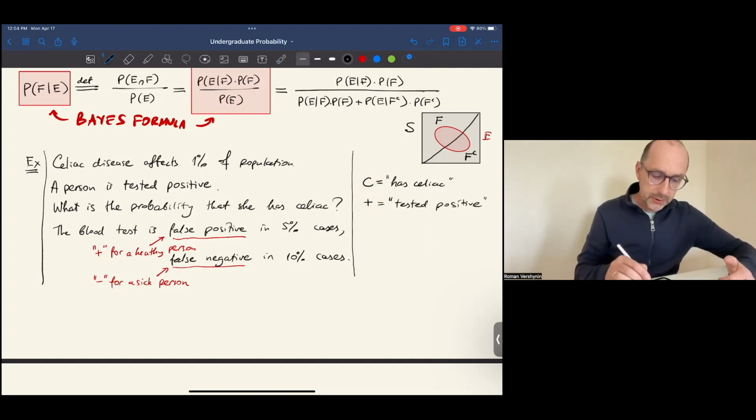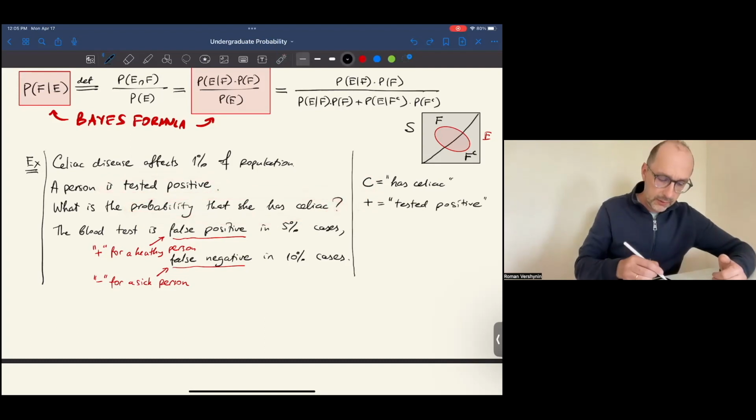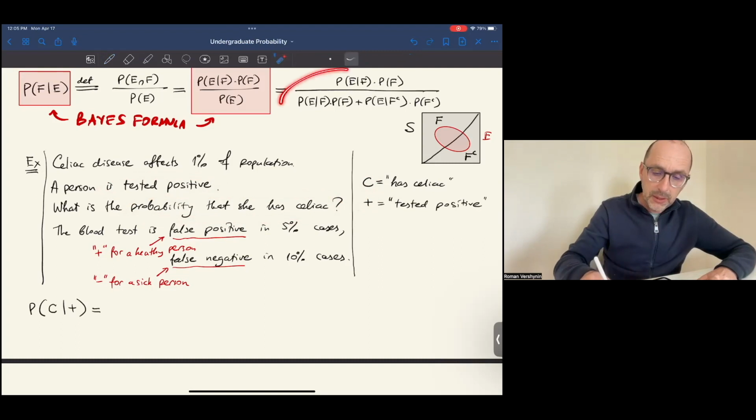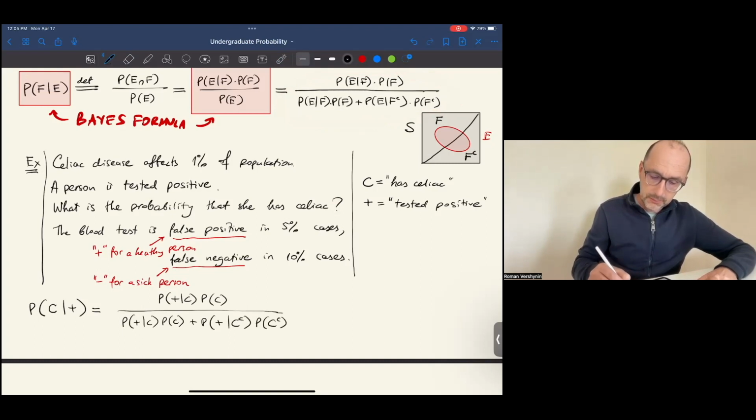We would like to compute the probability that the person has celiac given that the person is tested positive. That's a conditional probability. We can use Bayes formula for that purpose. It's P of plus given C, P of C, over P of plus given C, P of C, plus P of plus given C complement, P of C complement. And now let's compute all these terms.